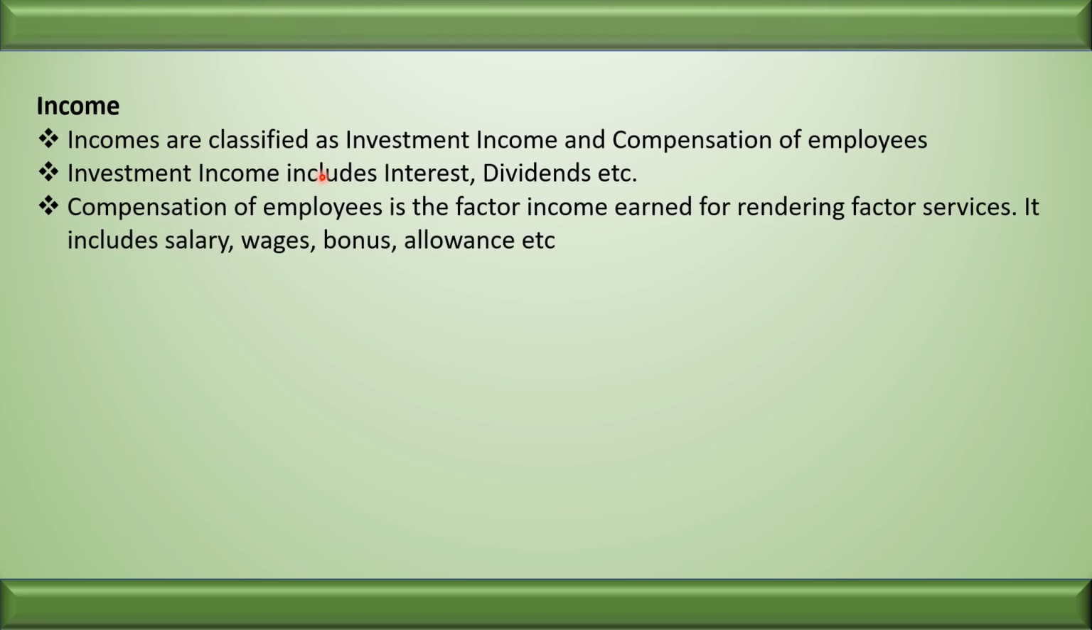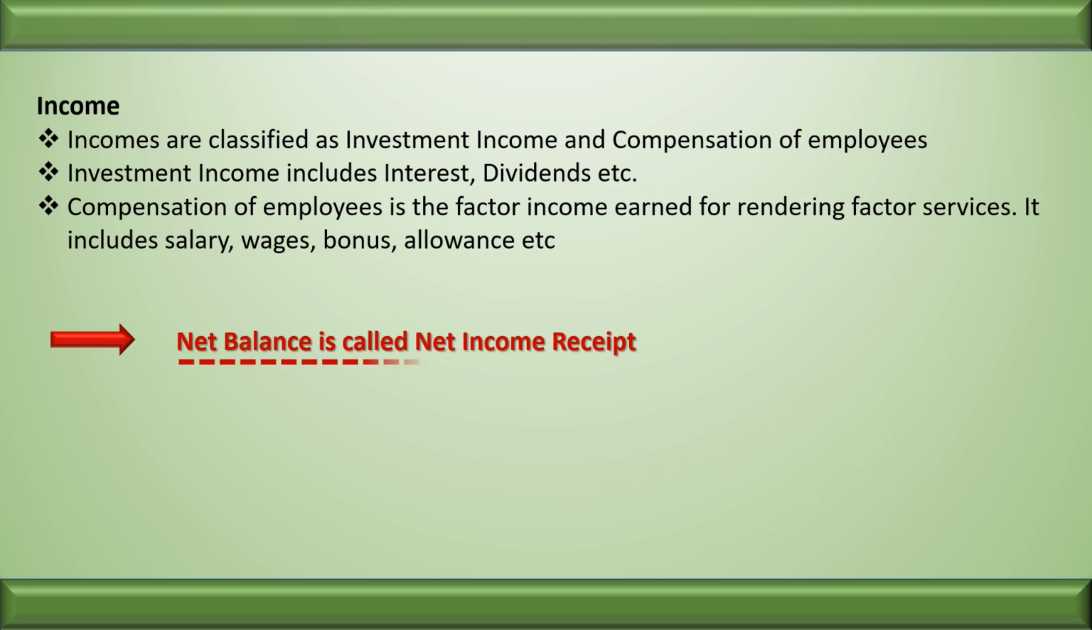The next is compensation of employees. It is the factor income earned for rendering factor services. It includes salary, wages, bonus, allowances, perquisites, etc. The net balance is net income receipt.